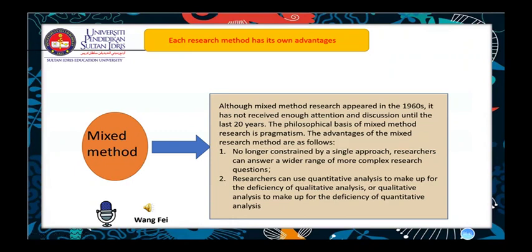Mixed method. Mixed method research appeared in the 1960s. It has not received enough attention and discussion until the last 2 years. The philosophical basis of mixed method research is pragmatism. The advantages of the mixed method research methods are as follows. No longer constrained by a single approach. Researchers can answer a wider range of more complex research questions.